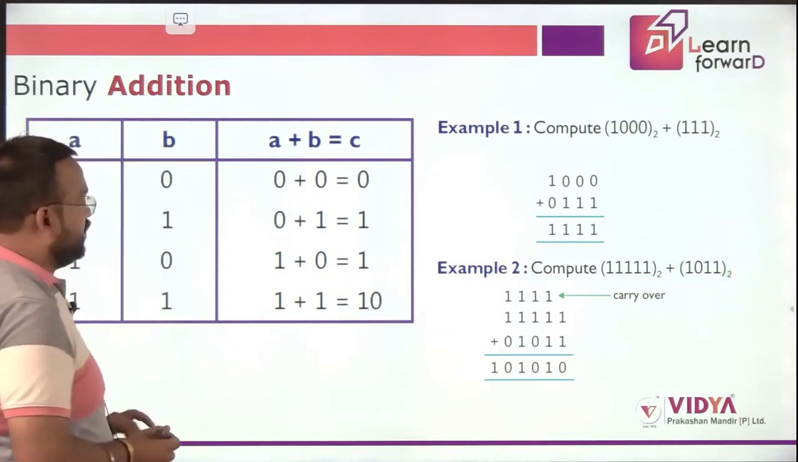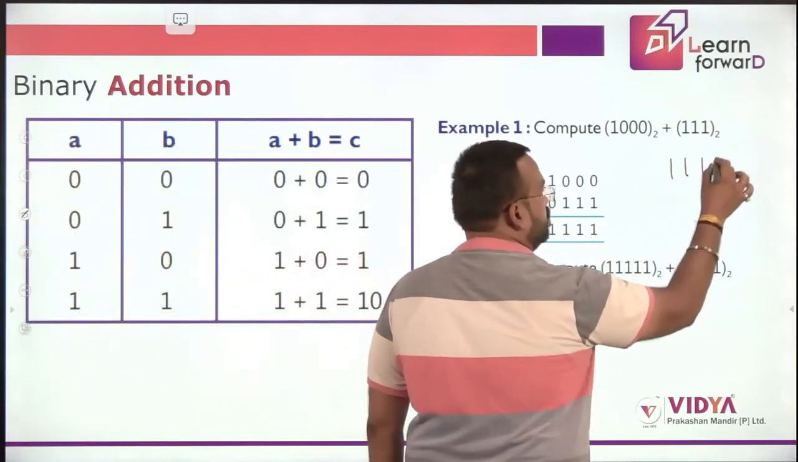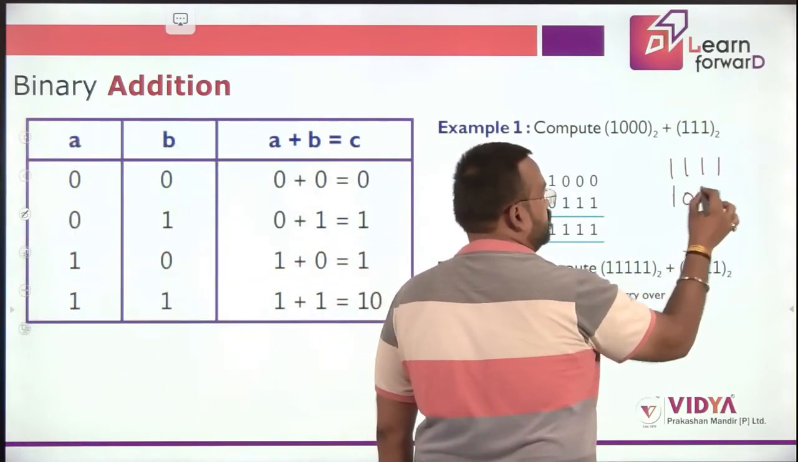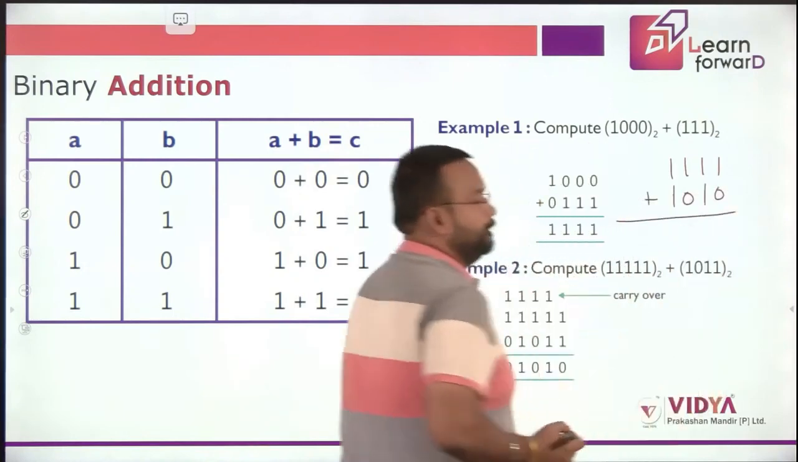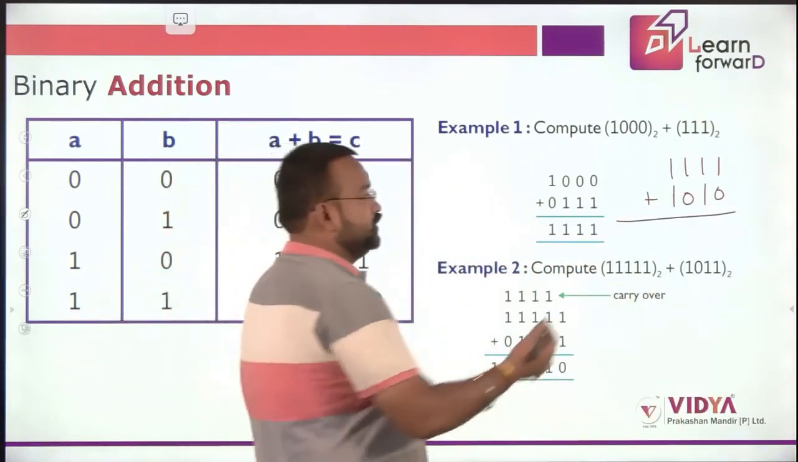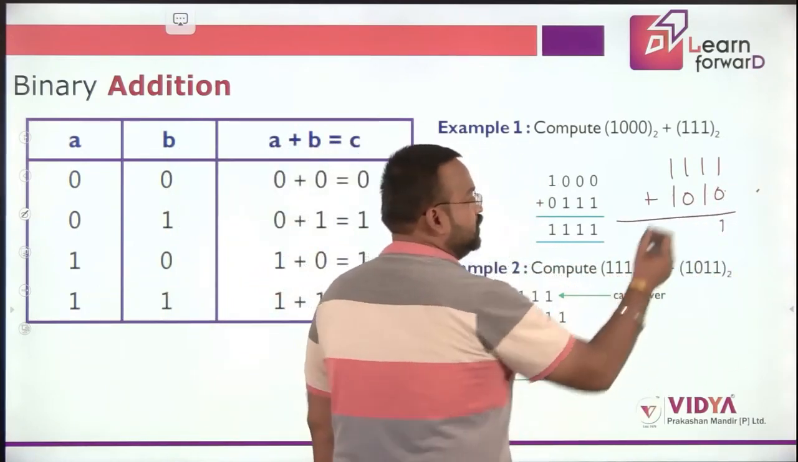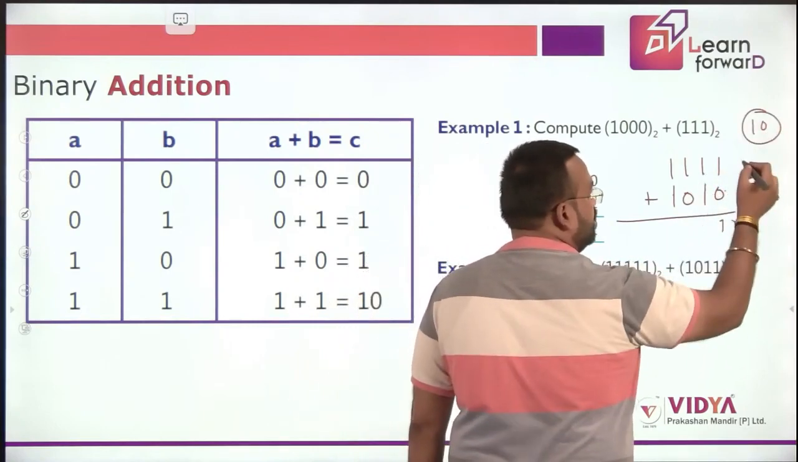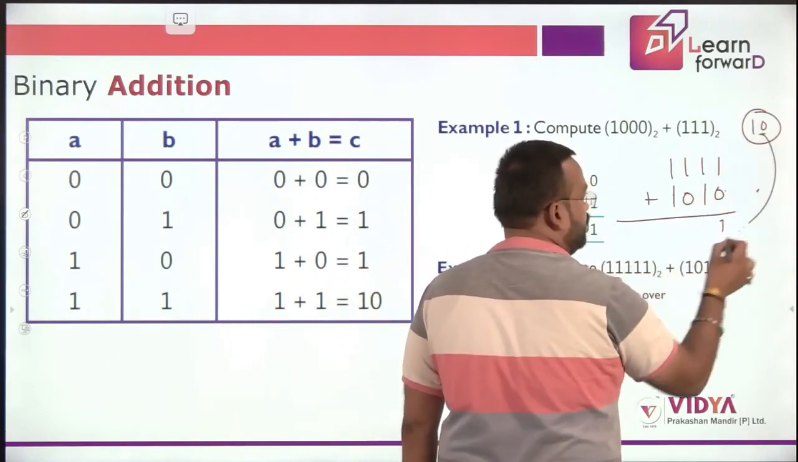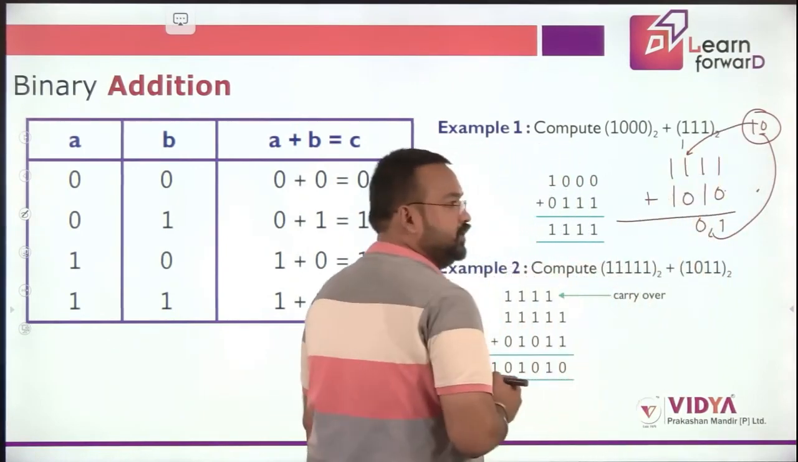For simplicity, let's see one more example. Suppose we have to add this with this. Okay, so 1 and 0, it is simple, it would be 1. 1 plus 1, again it would be 10. So that means 0 would be here and 1 would be carry. So 1 would be here.